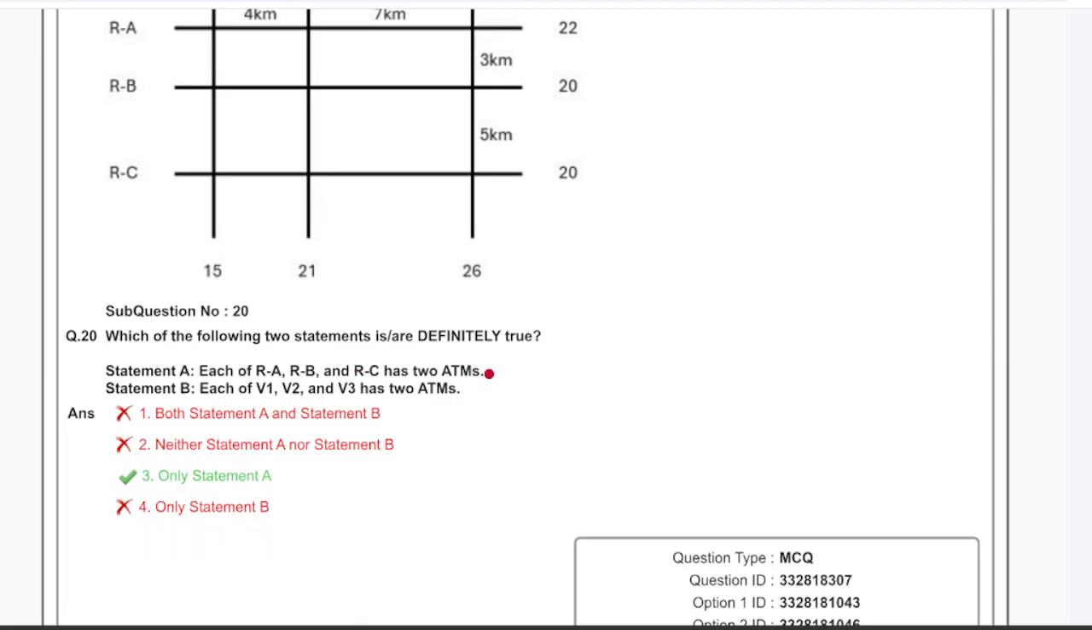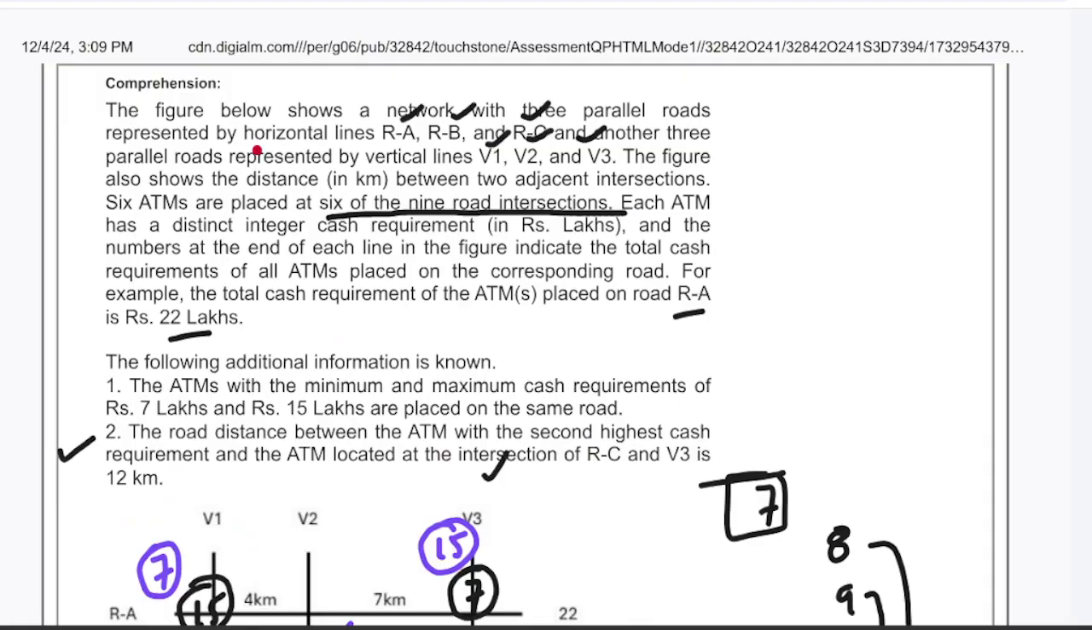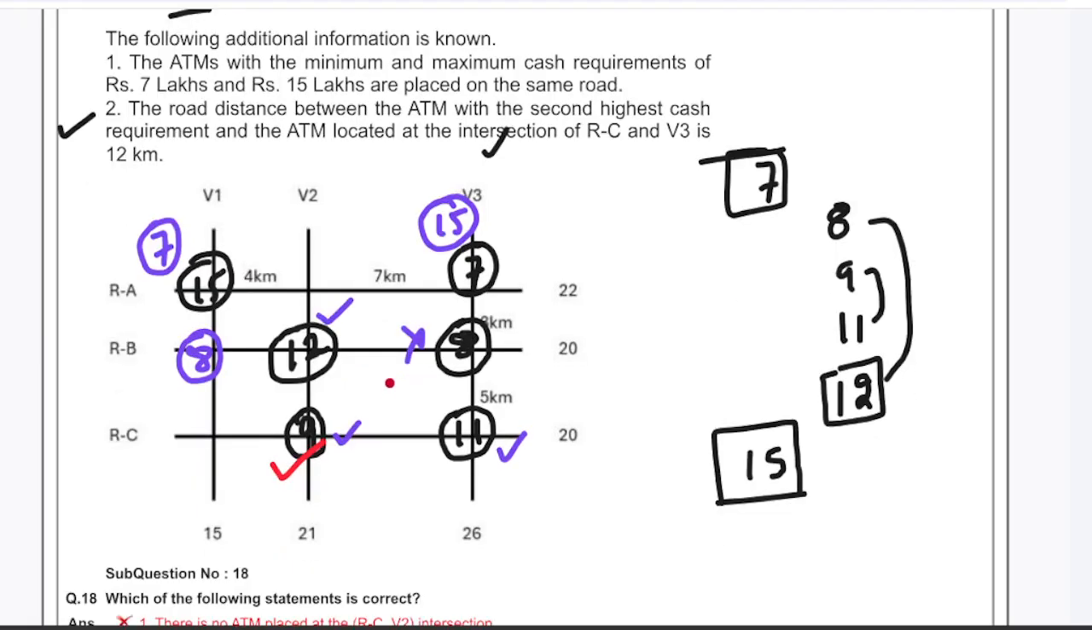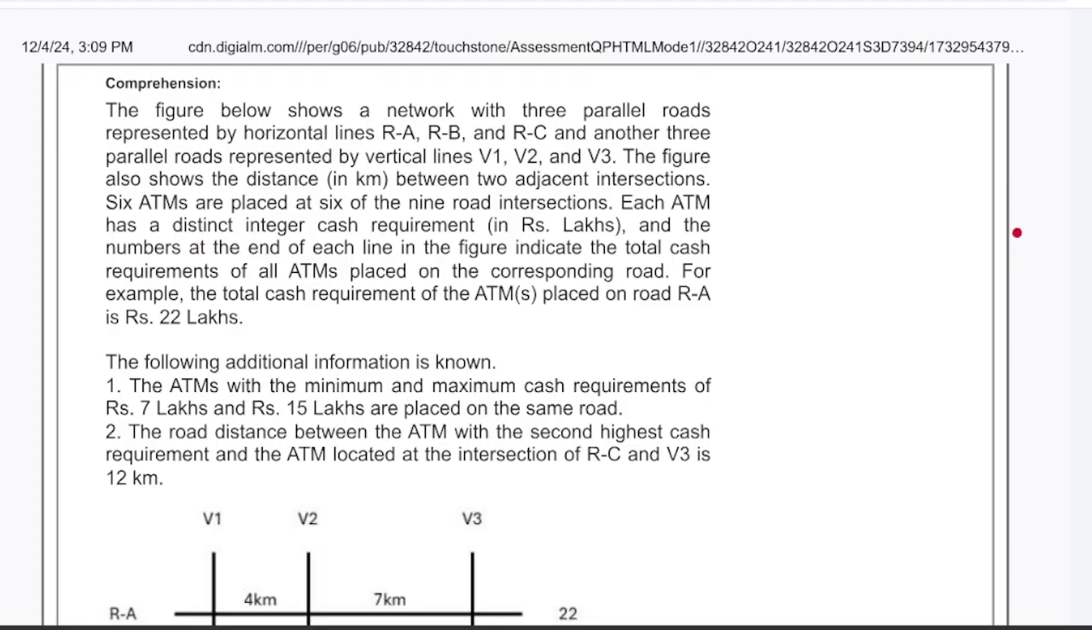The next question, which of the following two statements is or are definitely true? RA, RB, and RC have two ATMs. Let's check with the cases which we made. In both the cases, RA could have 2 blue, 2 black. Here also 2 blue, 2 black, 2 blue, 2 black. So that is right.